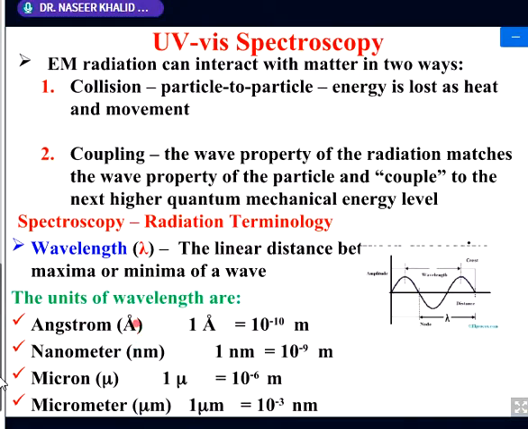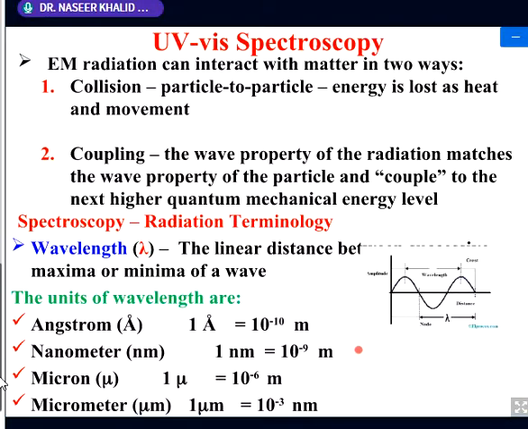Capital A with a circle at the top is the angstrom. So 1 angstrom is equal to 10 raised to the power minus 10 meter. Another unit is the nanometer, nm. 1 nanometer is equal to 10 raised to the power minus 9 meter. Then there is the micron, a Greek letter, which is 10 to the power minus 6 meter. Then there is the micrometer. 1 micrometer is equal to 10 to the power minus 3 nanometer.